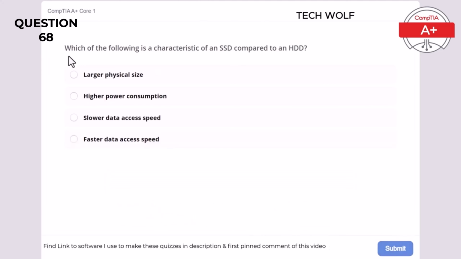And next question, which of the following is a characteristic of an SSD compared to an HDD? Larger physical size, higher power consumption, slower data access speed, or faster data access speed. So here, logically, faster data access speed.